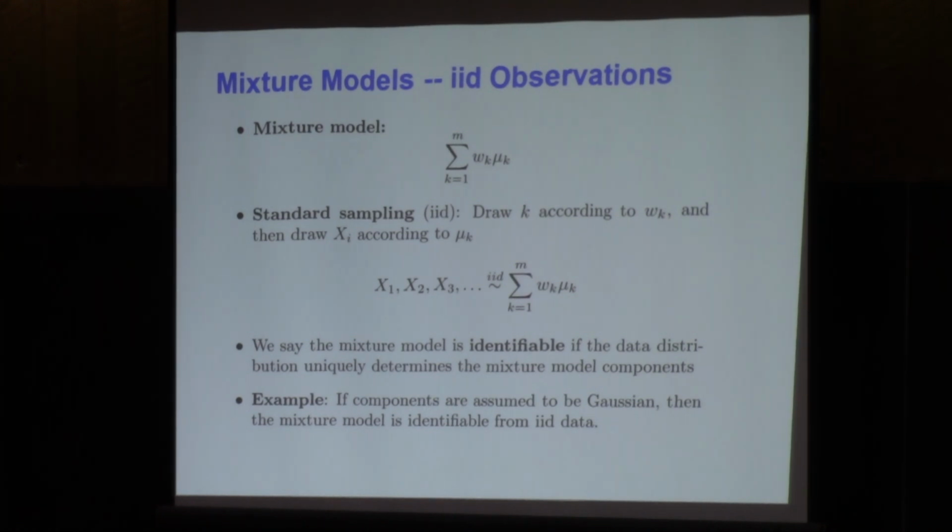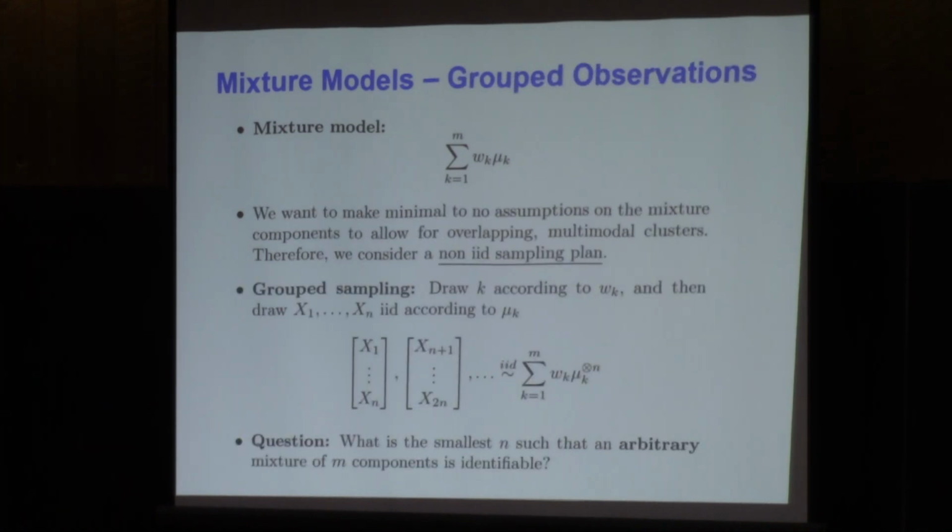Well, the way to do that then is to move away from an IID sampling plan. So instead of IID sampling, let's look at grouped observations. So we still want to estimate the components of a mixture model, but instead of IID data from that mixture model, suppose the data are generated in groups as follows. First, you pick a component according to the weights WK. That's just like before. But now, having selected a component, you draw n observations IID from that component.